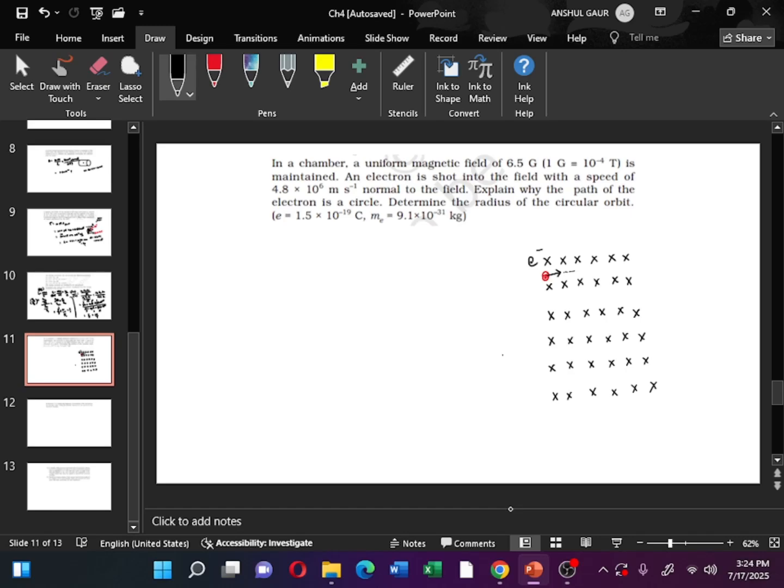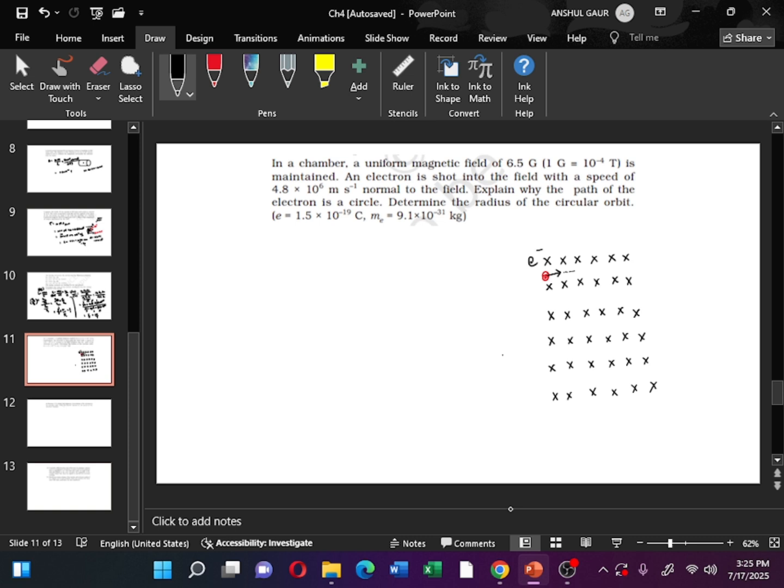Hello viewers, the question is: in a chamber, a uniform magnetic field of 6.5 Gauss is maintained. 1 Gauss is equal to 10 to the power minus 4 Tesla. An electron is shot into the field with a speed of 4.8 into 10 raised to the power 6 meter per second, normal to the field. Explain why the path of the electron is a circle. Determine the radius of the circular orbit.